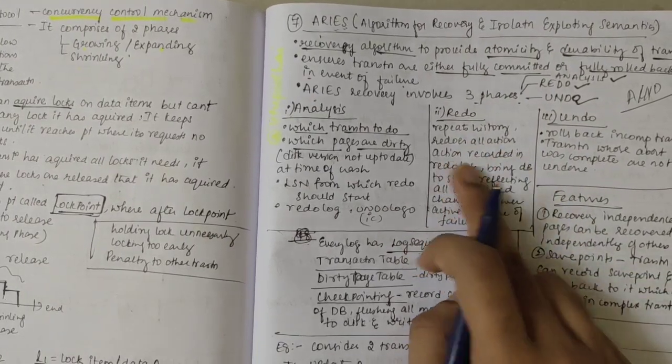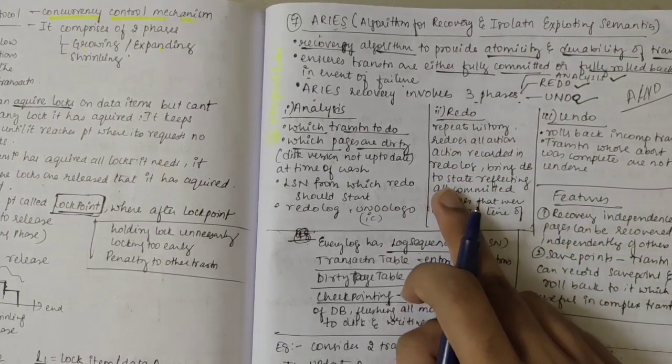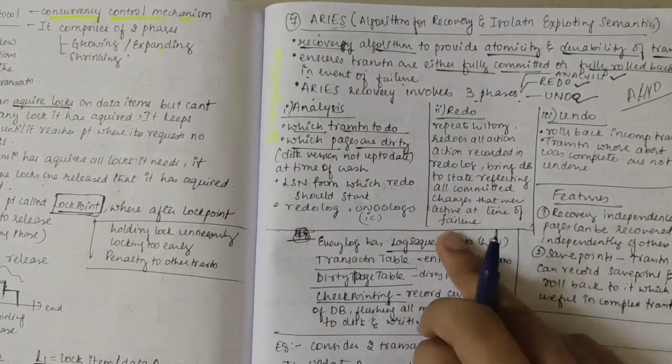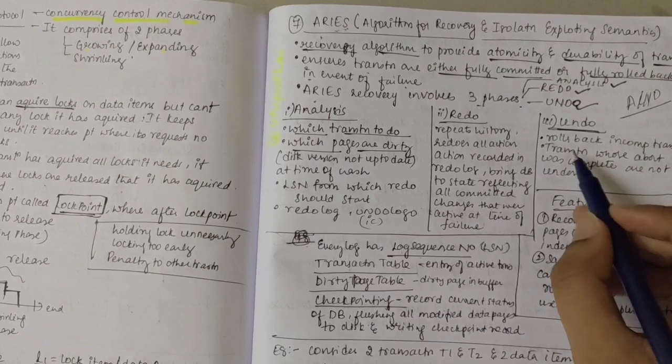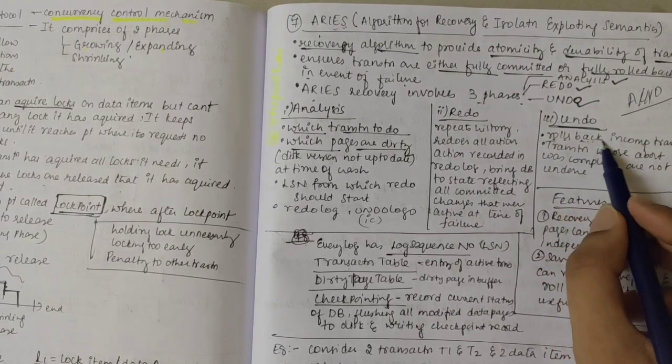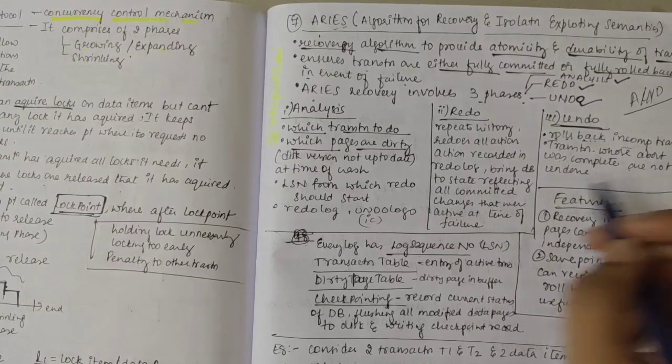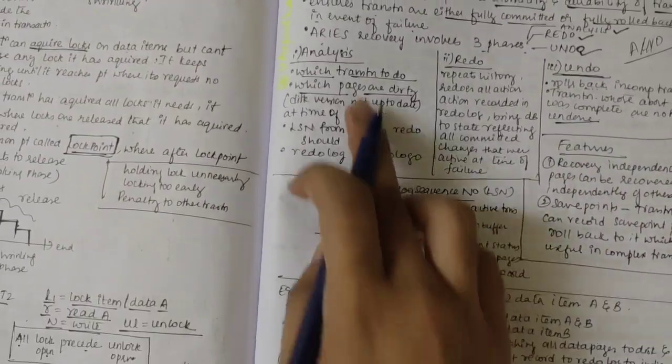Every logged action recorded in the redo log brings the database to a state reflecting all changes that were active at the time of failure. Then in the undo phase, it rolls back the incomplete transactions; transactions whose abort was already complete are not undone here. So this was about the three phases.